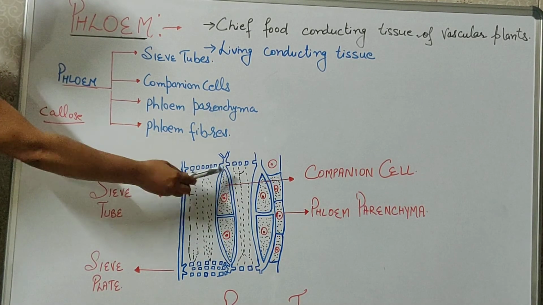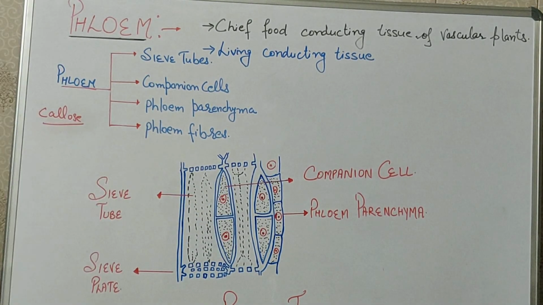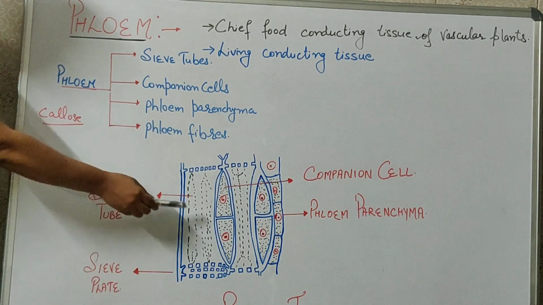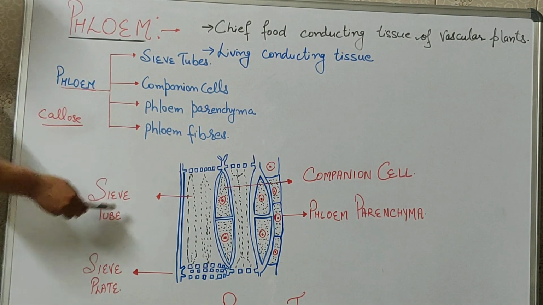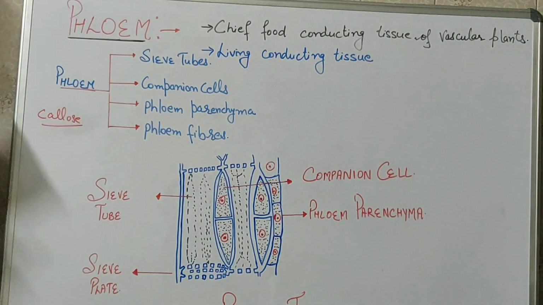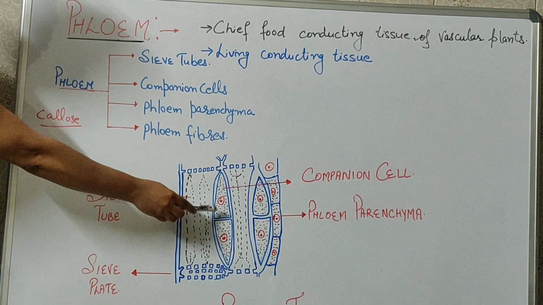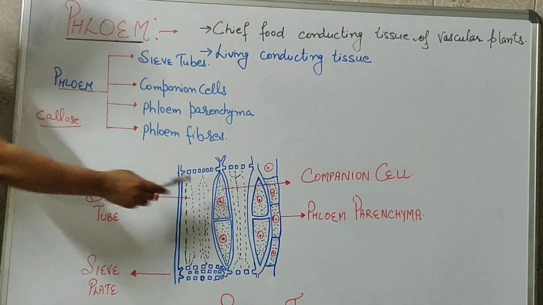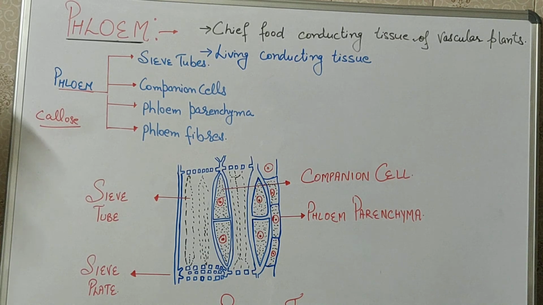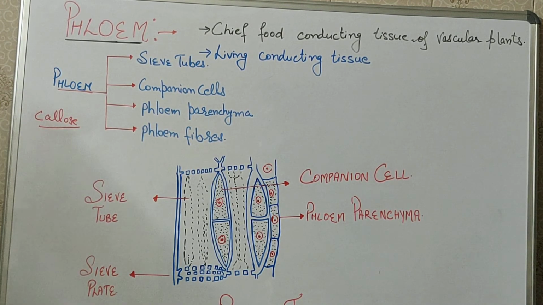Thus, it acts as the brain of the sieve tube. It controls all the metabolic activities of sieve tube elements, as a mature sieve tube element does not have any nucleus, while the companion cell has a nucleus and other organelles, so that materials are transported from companion cells to sieve tubes. For this function, companion cells have thin walls where holes, or pits, are present.